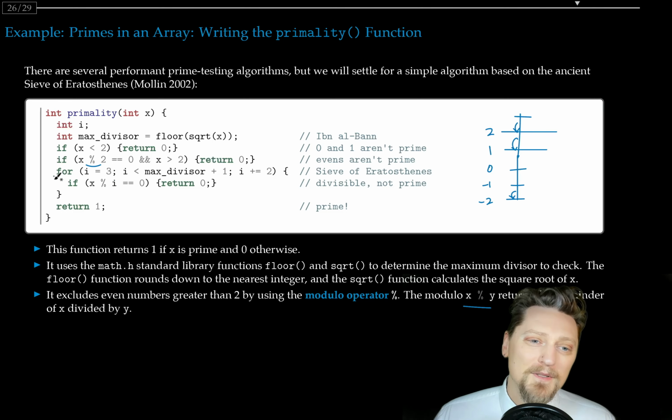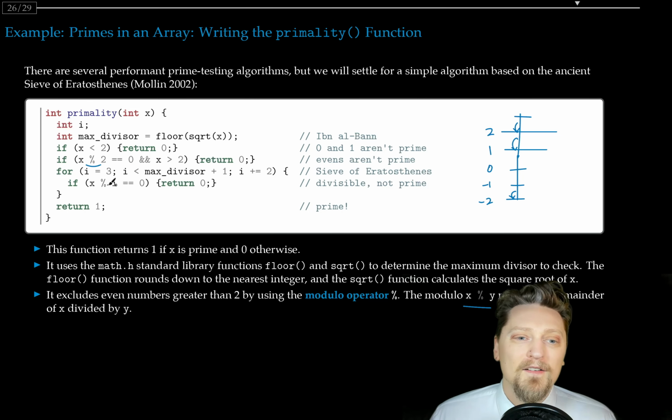Then all we do is we start at our lowest odd number, and we just try dividing x by that number. And if the mod function returns 0, there's no remainder. That means it's divisible, right? We're going to return 0, which means that we have a number that's not prime.